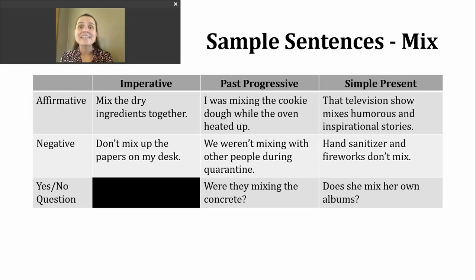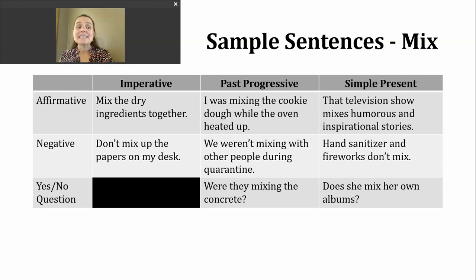So we might see this verb mix used in an imperative way in recipes. It's a really common way. So here's an example of that. Mix the dry ingredients together. So what this is suggesting is you want to combine all the ingredients that are not liquid. So you might hear the liquid ingredients called wet.